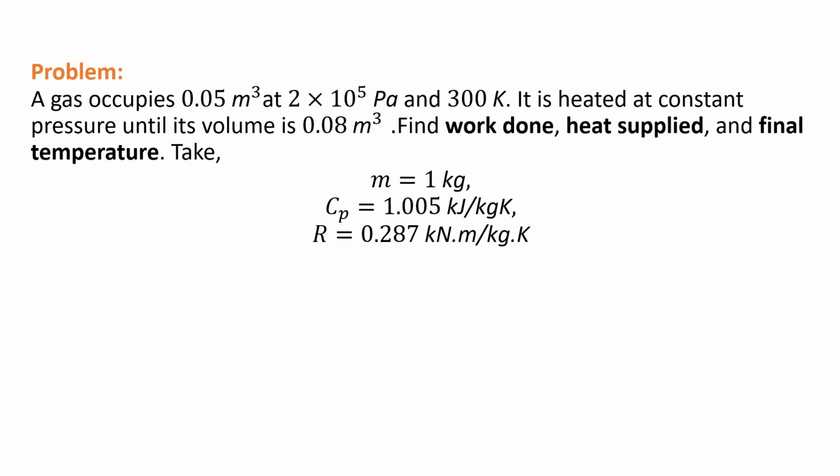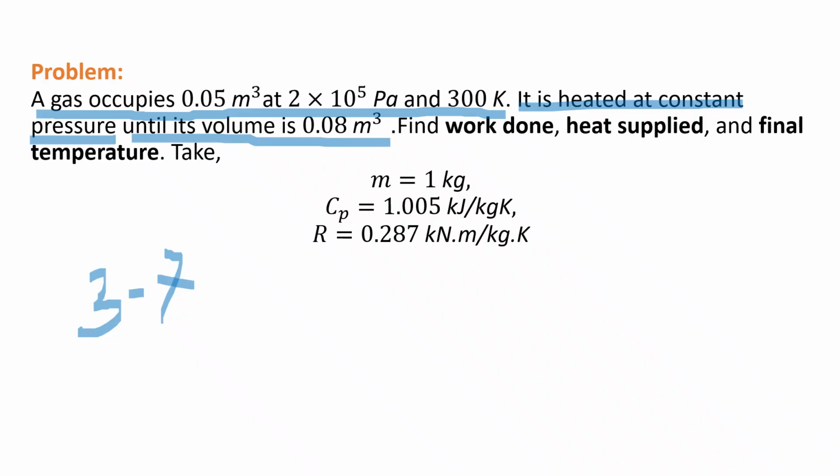Now we will solve one numerical related to the constant pressure process that varies from 3 to 7 marks from your exam point of view. The problem is: a gas occupies 0.05 meter cube at 2 into 10 power 5 Pascal and 300 Kelvin. It is then heated at constant pressure, clearly a constant pressure process, until its volume is 0.08 meter cube. Find the work done, heat supplied and final temperature.